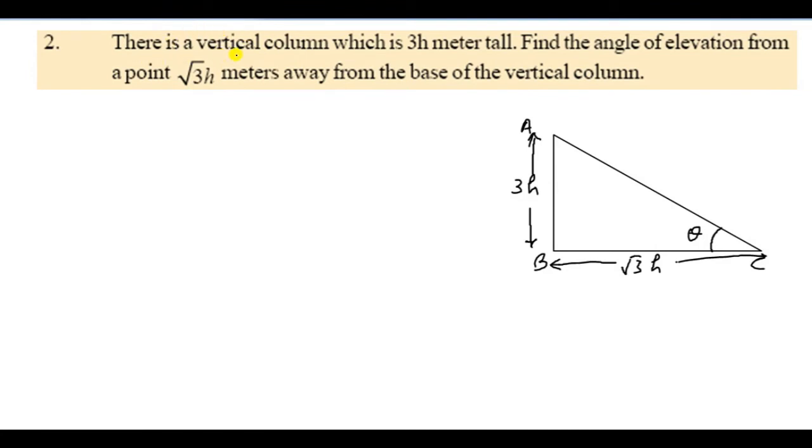There is a vertical column which is 3 meter tall. This AB is the vertical column that is 3 meter tall. Find the angle of elevation from the point, which is root 3 h meter away from the base.